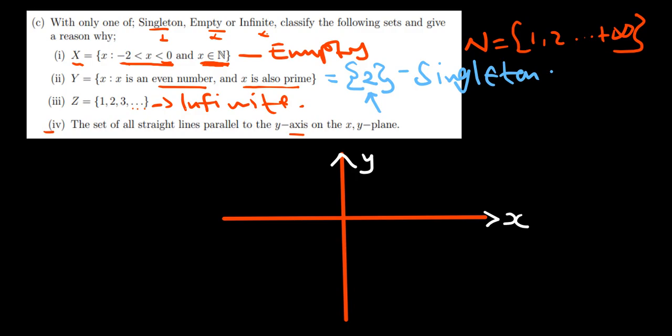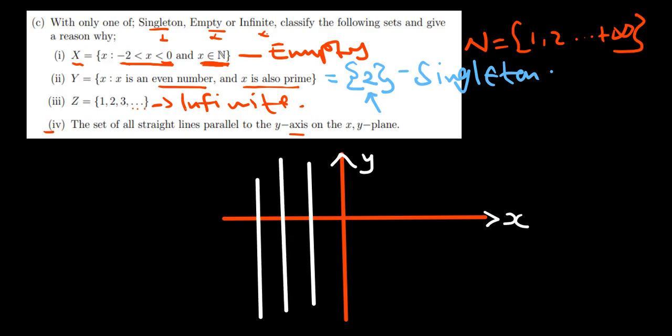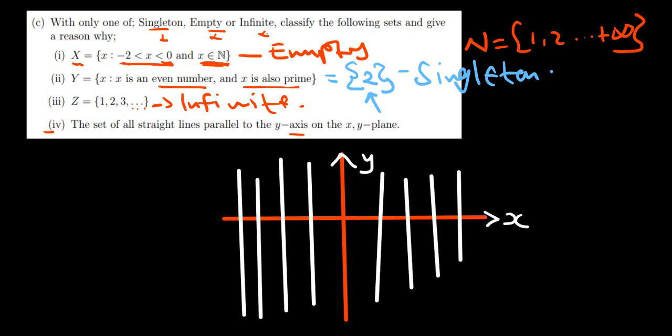If they're parallel to the y-axis, it means they are going in the same direction as the y-axis, right? So we can draw any line on this xy plane. If I draw a line here, that would be one line that is parallel to the y. If I draw another one, that would be the second line, then the third one, then the fourth one. You can draw as many lines as you want, and all these lines will be parallel to the y-axis.